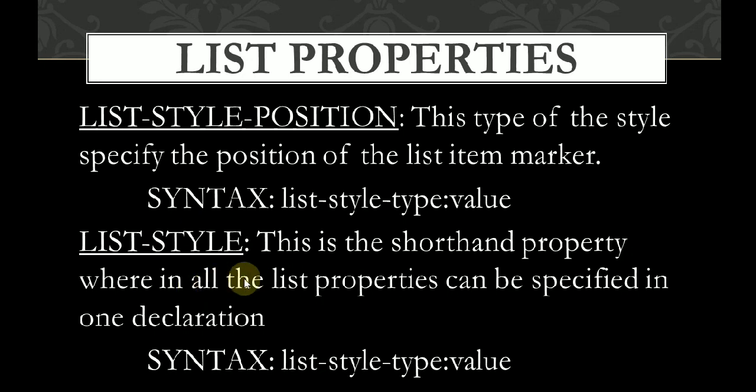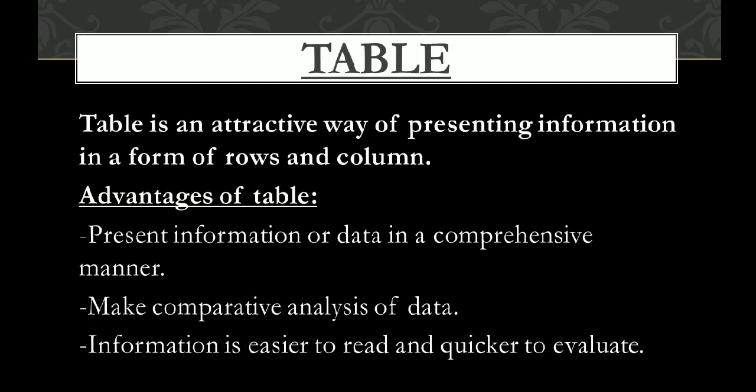Students, let's move to our next heading, that is the table. A table is an attractive way of presenting information in the form of rows and columns. Basically, it is a combination of rows and columns. It is very popular on the web because it is flexible and attractive for showing information in the form of rows and columns.